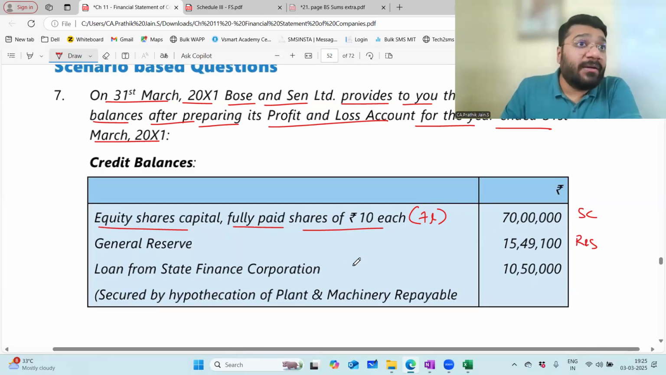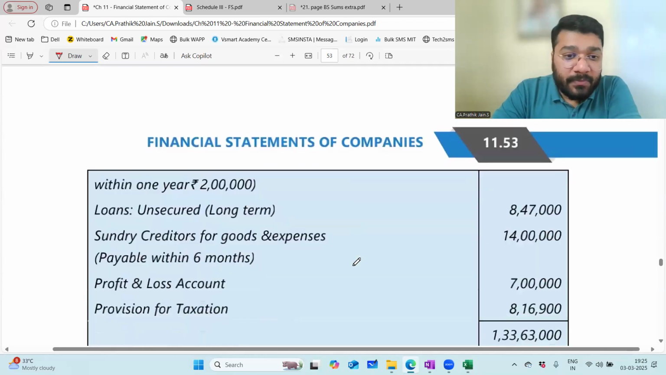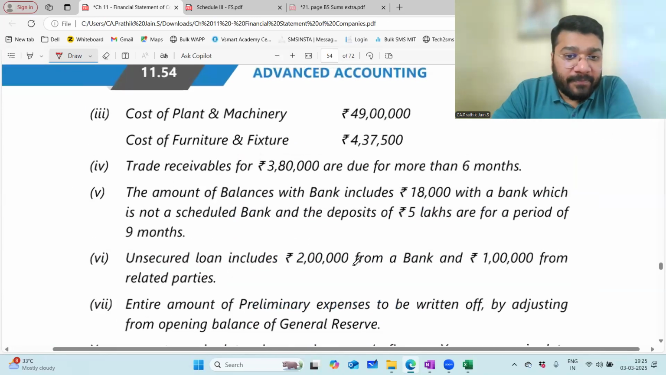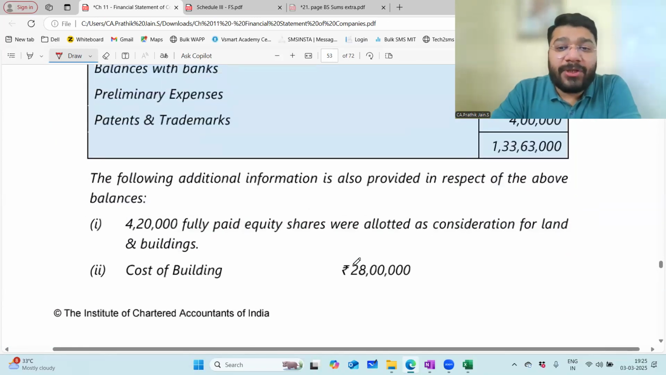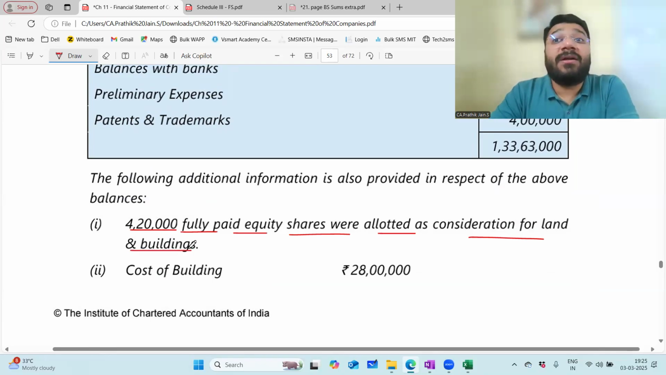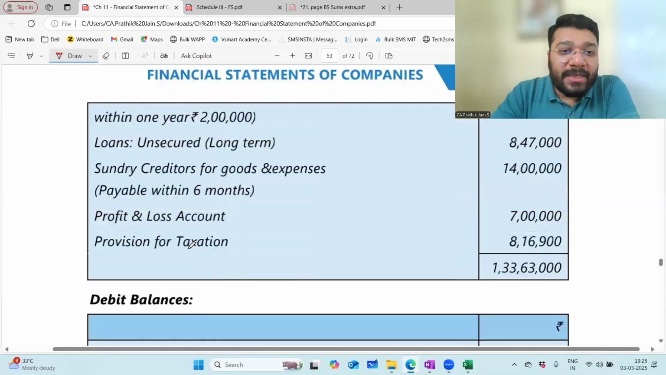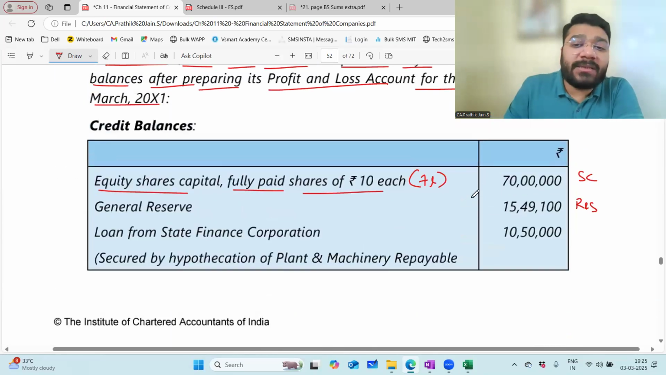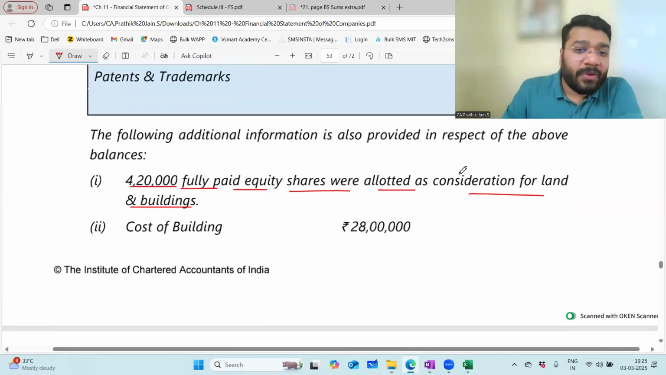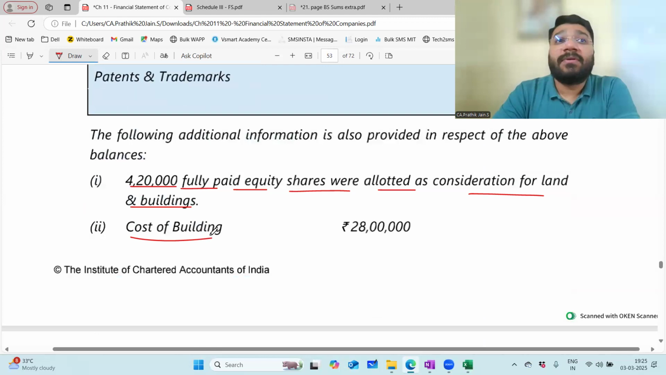We have to wait and see the information below. So can I go to the other information first? The following additional information is provided in respect of the above balances. 4,20,000 fully paid equity shares were allotted as a consideration for land and building. Is it a cash consideration or non-cash consideration? Non-cash consideration. So I'll put a star mark here. So I have to give a disclosure. How many years disclosure? 1 year. 1 year disclosure. Okay.